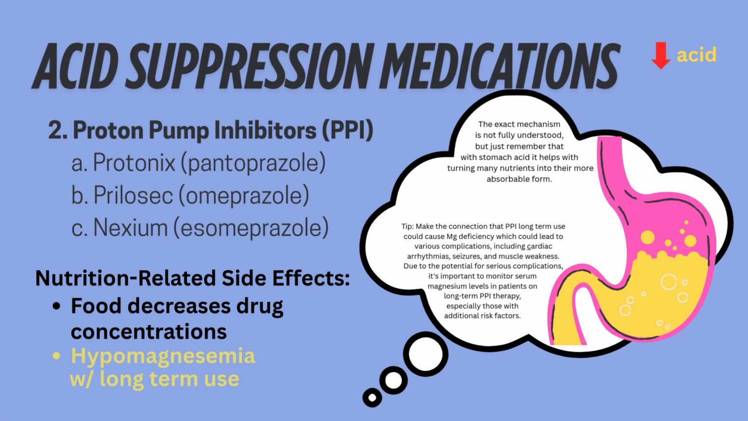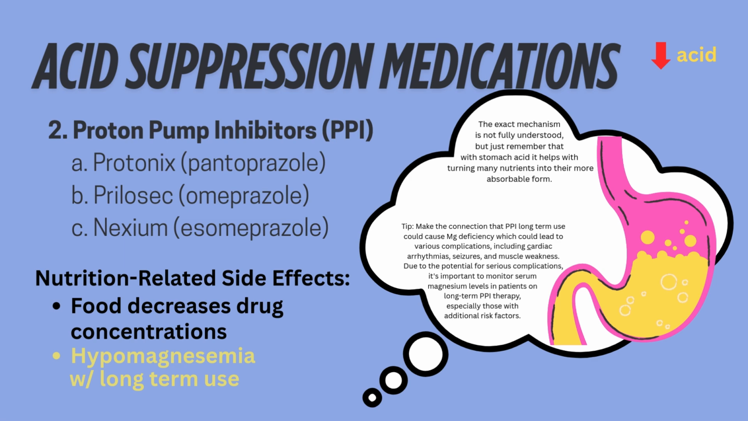Make the connection that long-term PPI use could cause magnesium deficiency, which could lead to various complications, including cardiac arrhythmias, seizures, and muscle weakness. And due to the potential for serious complications with this, it's important to monitor that serum magnesium level as a dietitian in your patients who are on long-term PPI therapy, especially those with all those additional risk factors.